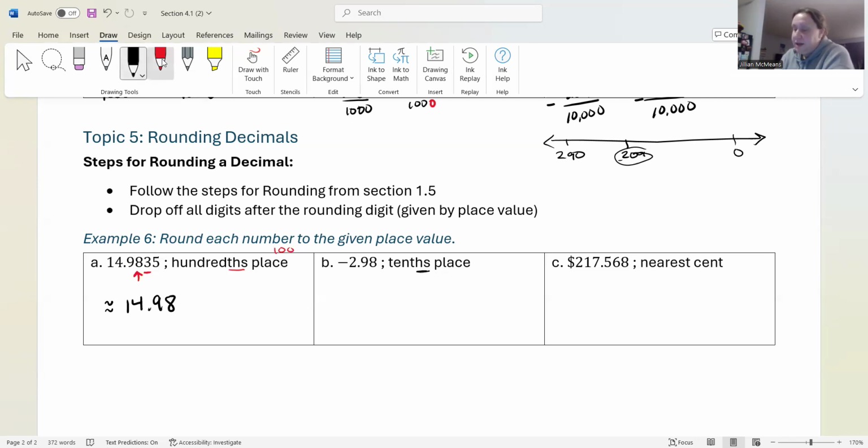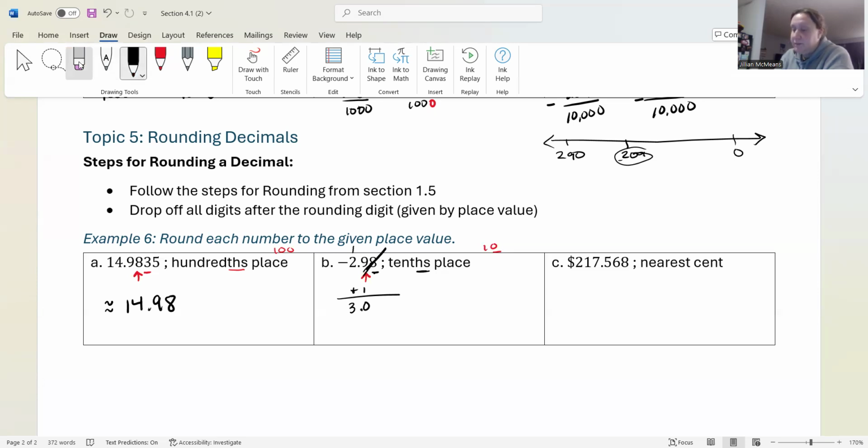Okay? Now for part B, we have negative 2.98, and we're rounding to the tenths place. So remember, 10 has 1 0, so we're looking one decimal place in. Well, the digit to the right of that is an 8, and that is definitely more than 5. So that tells me I need to round up. And the way we round up is we add 1 to the rounding digit, okay? So we have to add 1 to 9, which really makes 9 a 10. So we keep a 0 and we carry the 1, so that becomes a 3. And then we just chop off the 8. We don't need the 8 anymore.